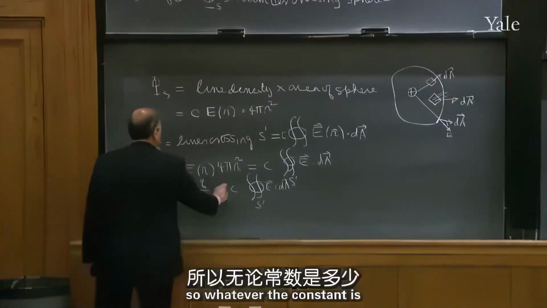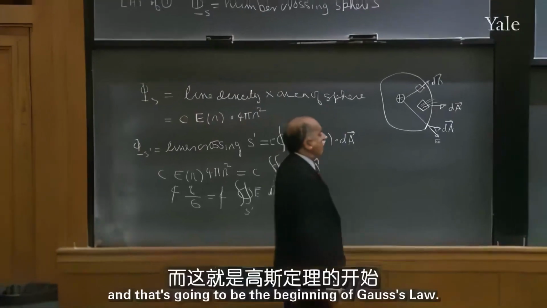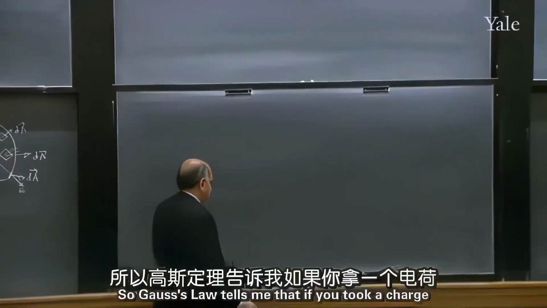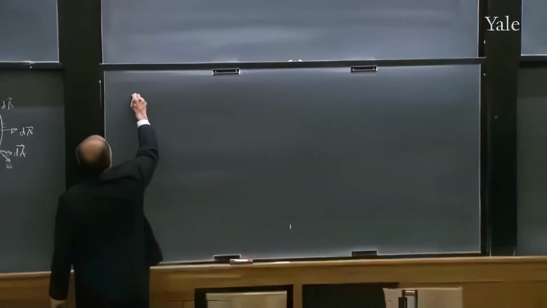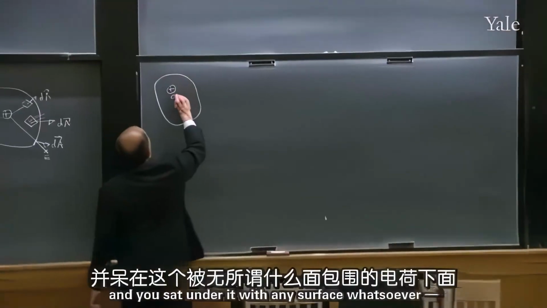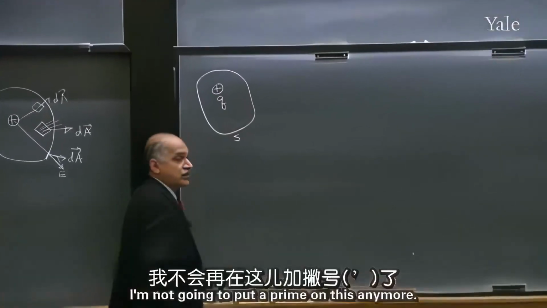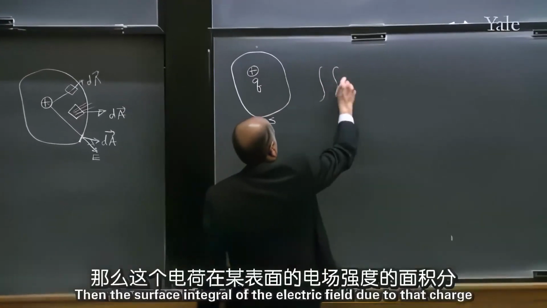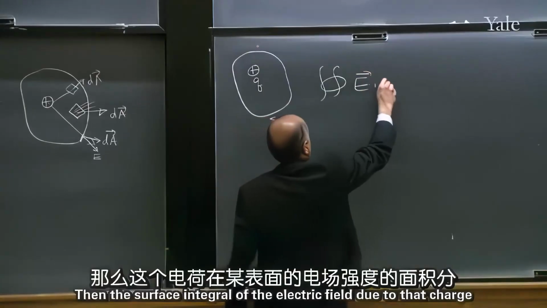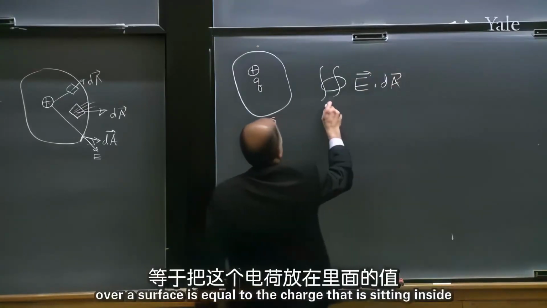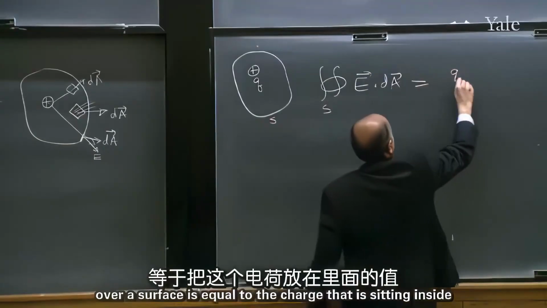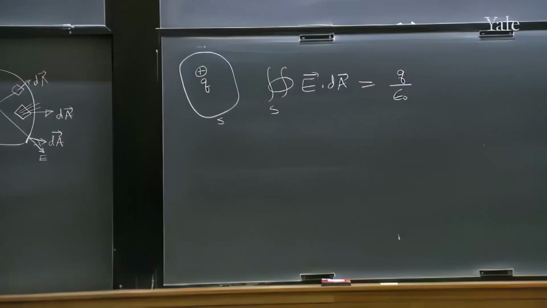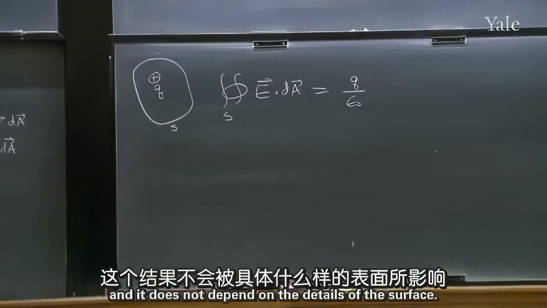So whatever the constant is, I can make the following statement, and that's going to be the beginning of Gauss's law. Gauss's law tells me that if you took a charge and you surrounded it with any surface whatsoever, I'm not going to put a prime on this anymore, S is going to be the surface. Then the surface integral of the electric field due to that charge over a surface is equal to the charge that is sitting inside divided by epsilon 0. And it does not depend on the details of the surface.